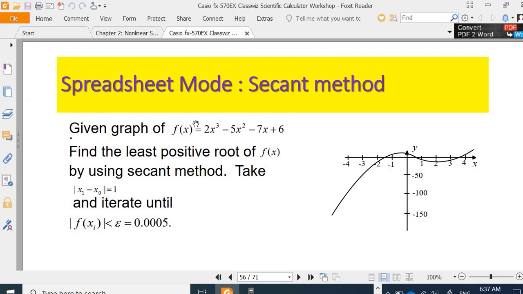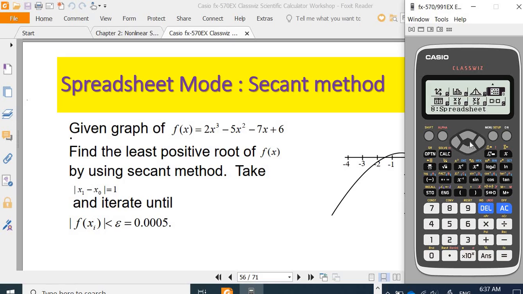Now, we have this nonlinear equation, which is a cubic equation. You can also use the scientific calculator in equation mode to get the roots quickly. But if this is not a cubic, how are you going to find the root of the nonlinear equation using the secant method? And this is a graph. You can also plot this graph using your scientific calculator. You need to use table mode to tabulate this function.